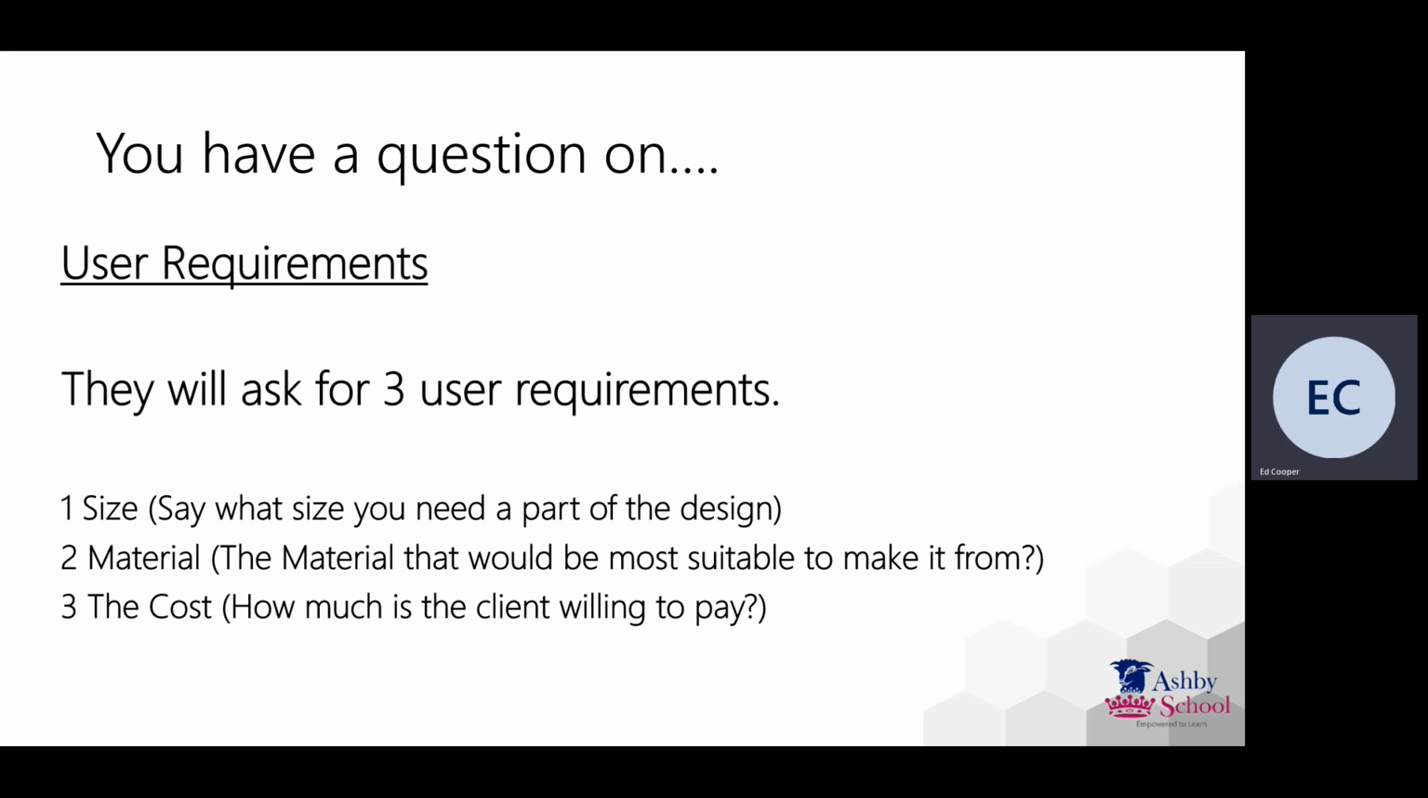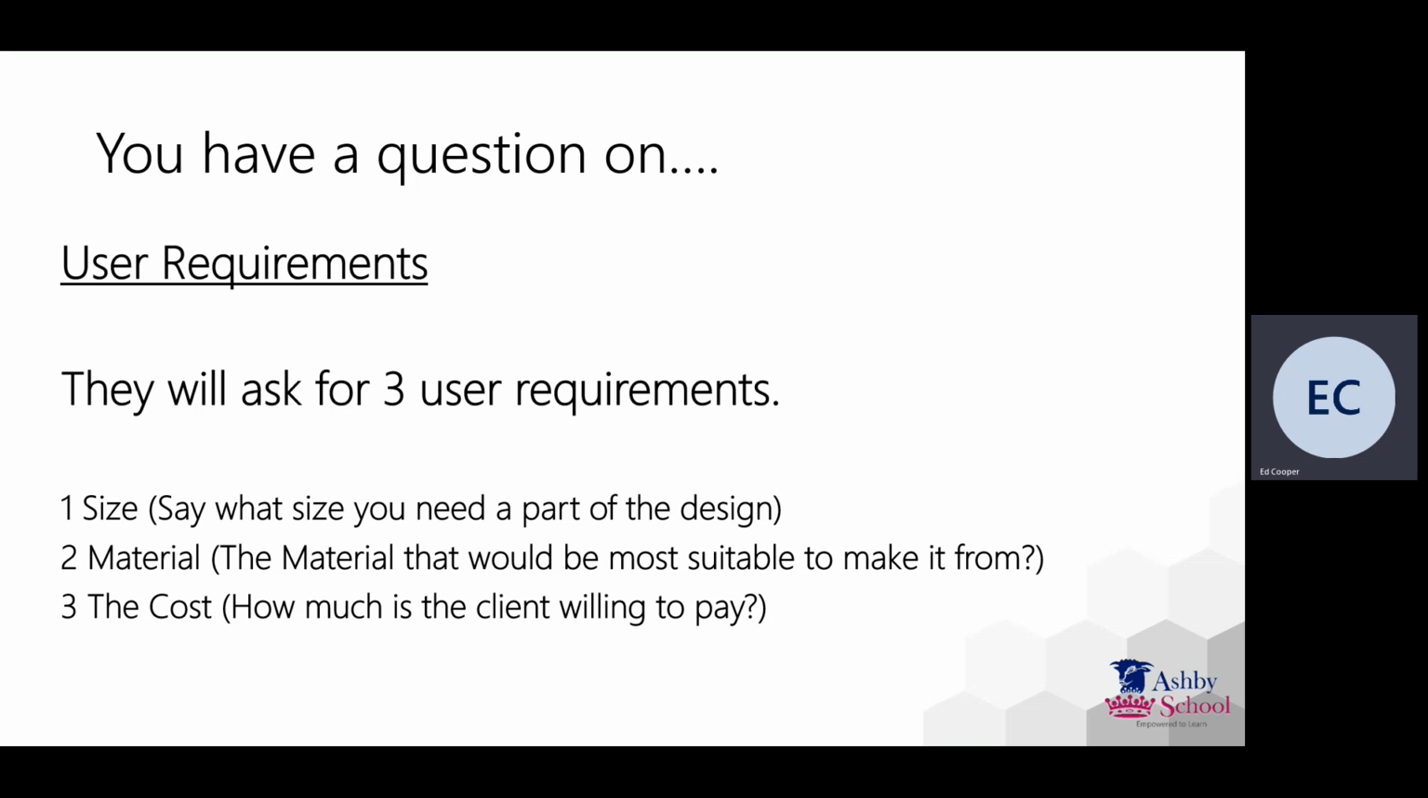User requirements then. So they're going to ask for 3 user requirements, and think about our NEA where we've done our specification. We could be talking about ACCESS FM, so we're talking about the aesthetics, the cost, the customer, the environment, where's it going to go, what's it do for the environment, the size, the safety, the function, the materials. So the 3 examples we've got here.